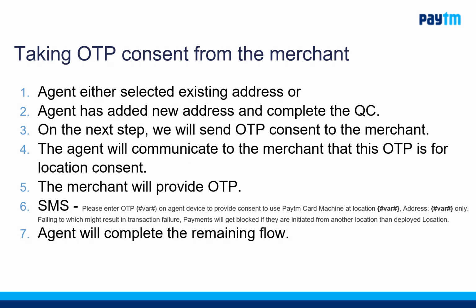Take the OTP consent from the merchant. The agent either selects the existing address or adds the new address to complete the QC. On the next step, we will send an OTP consent to the merchant. The agent will communicate to the merchant that this OTP is for the location consent. The merchant will provide the OTP. After providing the OTP, the agent will complete the remaining flow.